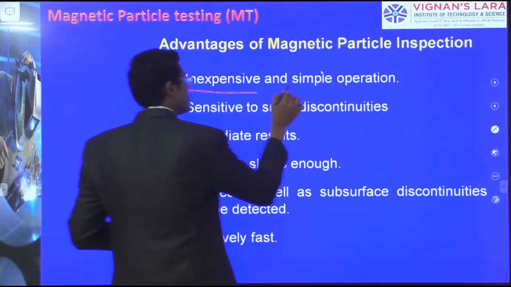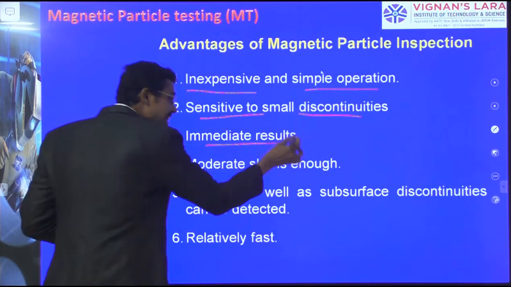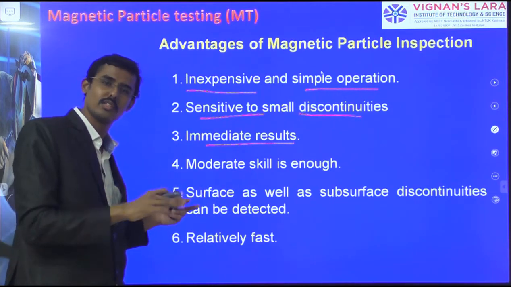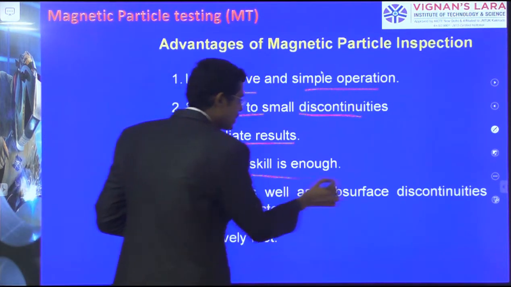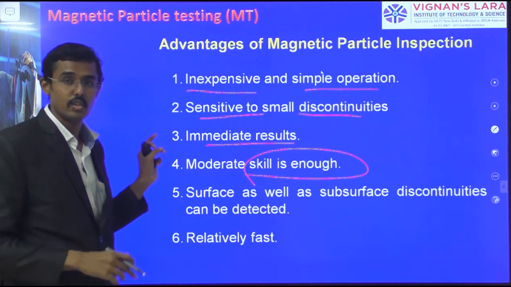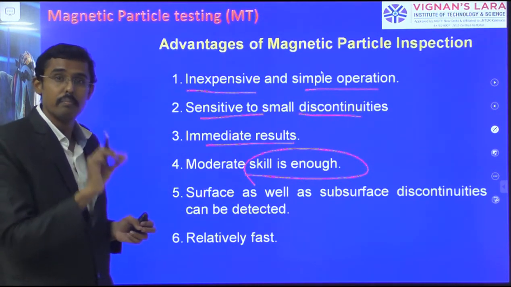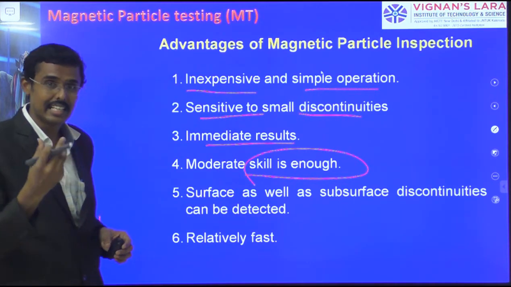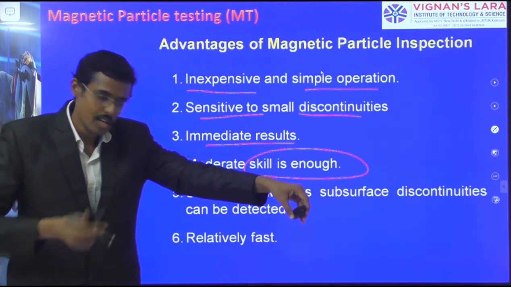Advantages: inexpensive and simple operation, sensitive to small discontinuities, and immediate result. When we spray, it shows. As usual, this also does not have records. No records are there. Moderate skill is enough. For finding cracks with ultrasonic testing, skill is required, because identifying the pulse echo itself is very difficult. Knowledge and skill are required. But here only moderate skill is needed. Why? The operator is just going to move his hand and spray.